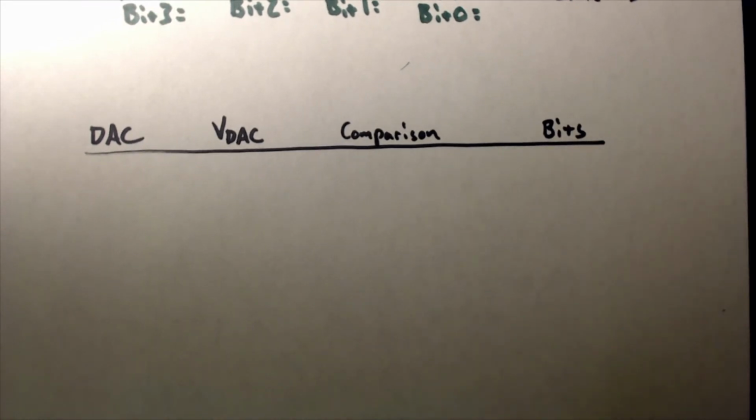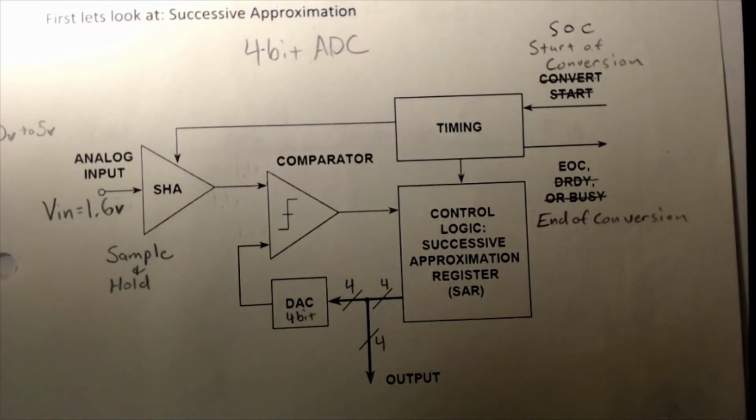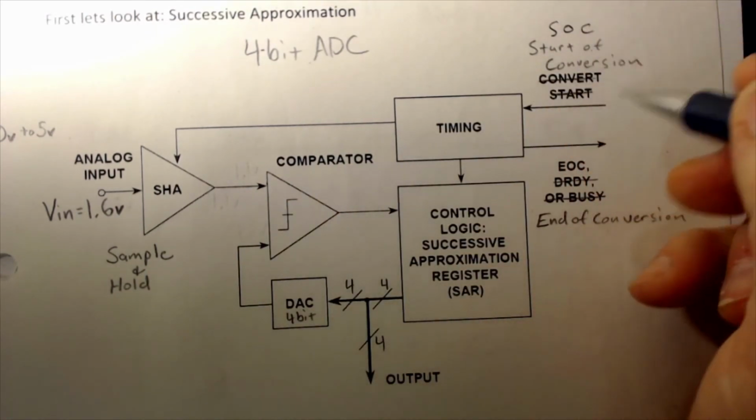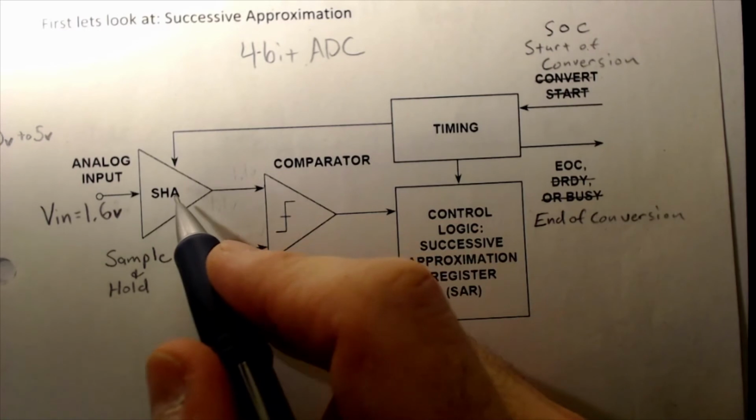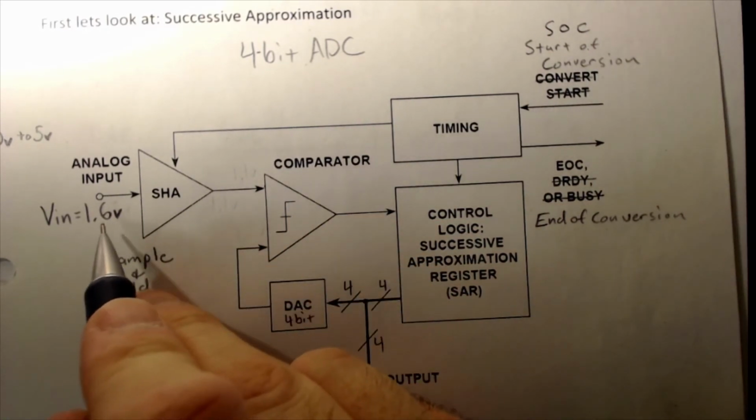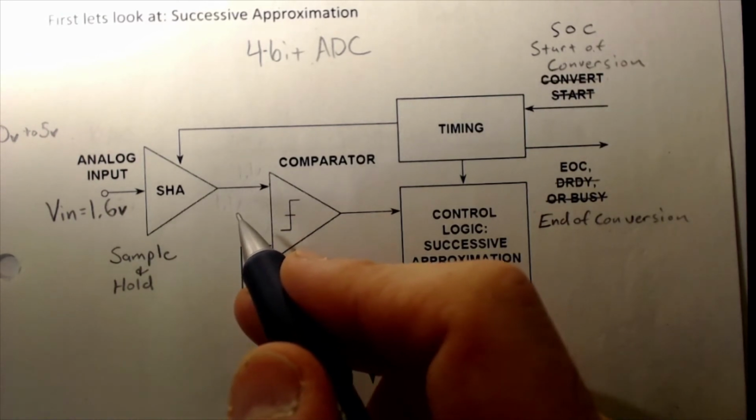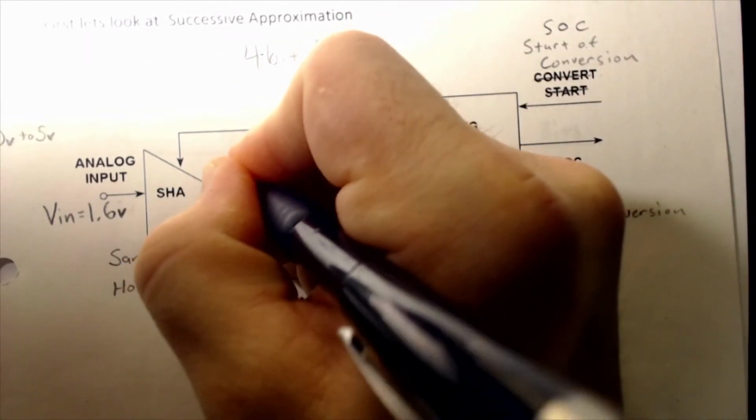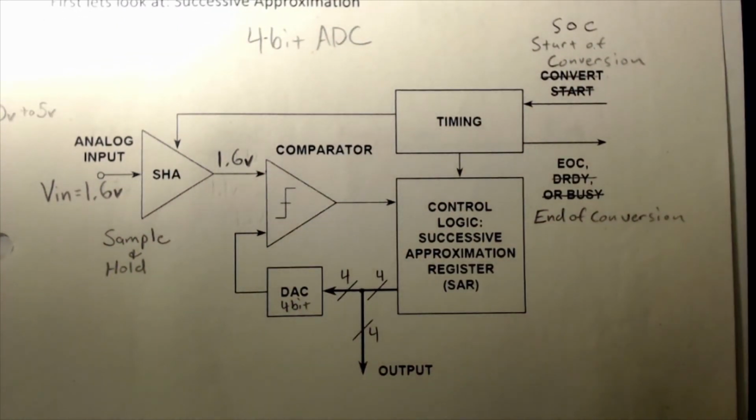Okay, now to start this process, the first thing, of course, someone goes ahead and asserts this start of conversion. That start of conversion goes ahead and tells the sample and hold, hey, whatever value you got here, grab it and keep it here, because we don't want it changing while we step through the process of conversion. So this is always going to be 1.6 volts for the entire duration of this conversion.